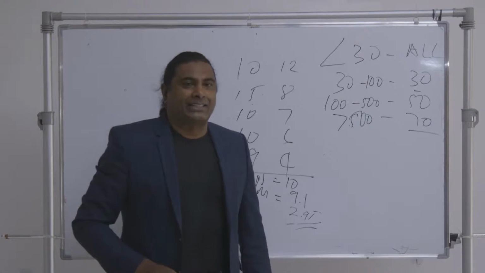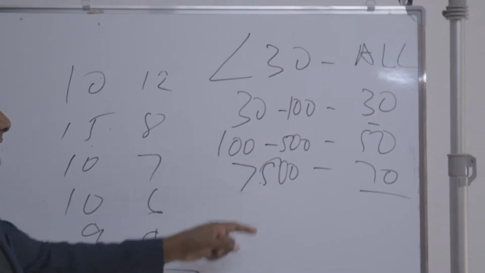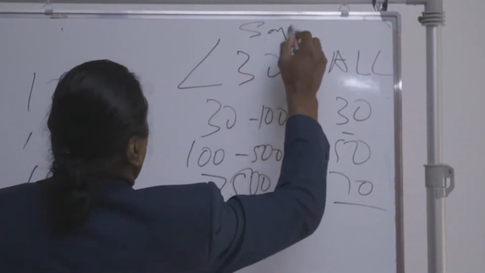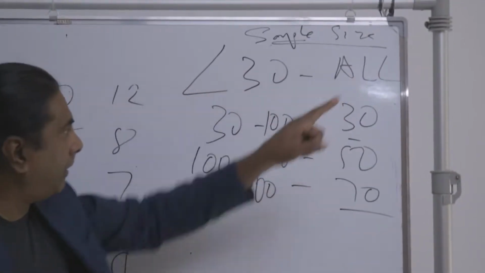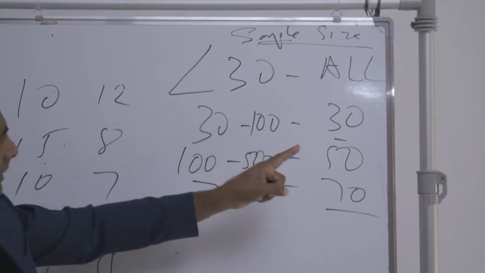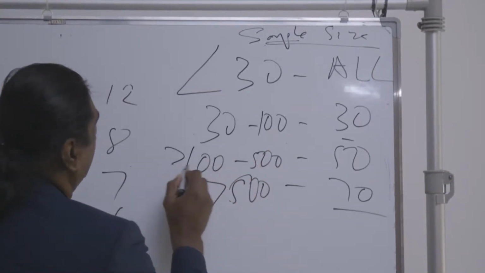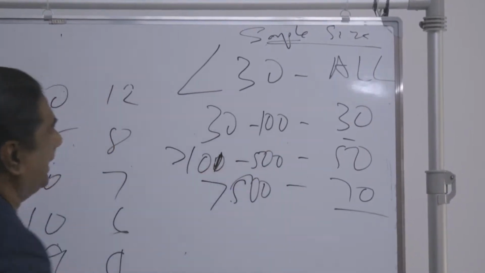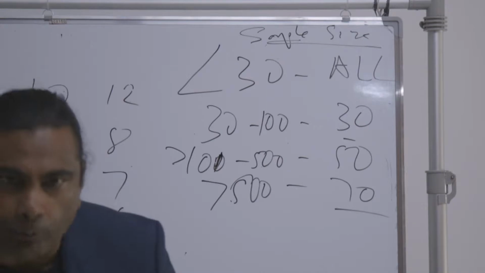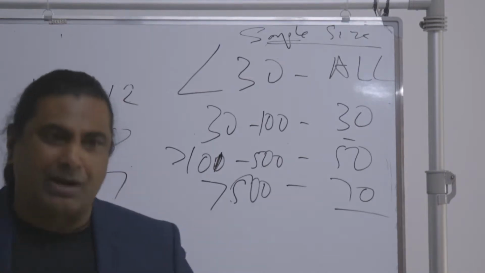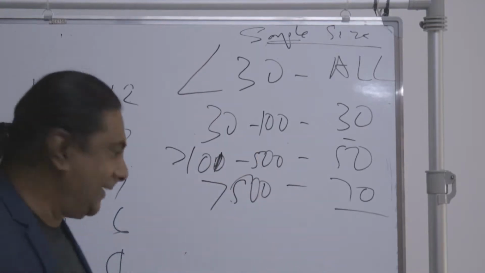Now I want you to write this down because this is important. You're going to title this sample size. Less than 30, you take all. 30 to 100, you take 30. 30 to 99. So 101 to 500, you take 50. More than 500, you take 70. So from a management point of view, the maximum sample size that you will ever need is 70.